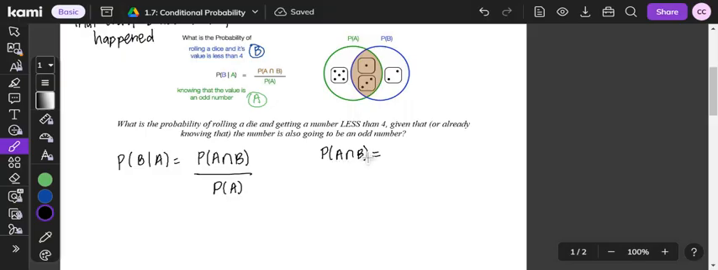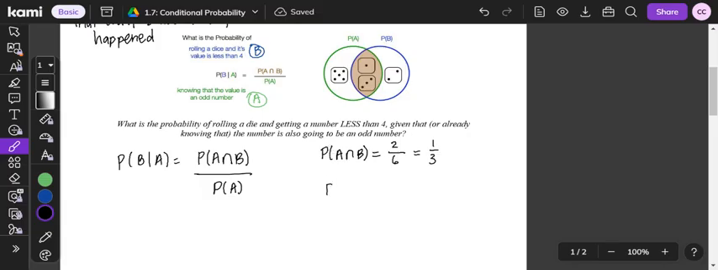The probability of A and B is the probability that you roll a die and get a number less than 4, and that number is an odd number. If we look at this diagram, 1, 3, and 2 are the numbers less than 4. 1, 3, and 5 are the odd numbers. There are only 2 of them, 1 and 3, that fit into both categories. So there are 2 numbers out of 6 numbers on a die, and I have a 1/3 probability of getting a number less than 4 and an odd number.